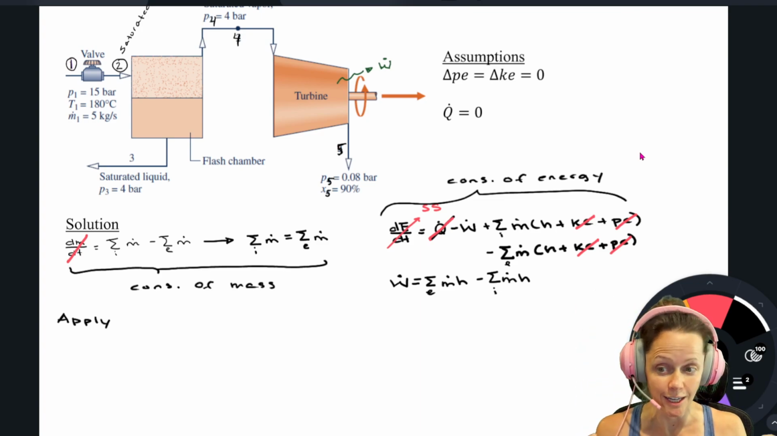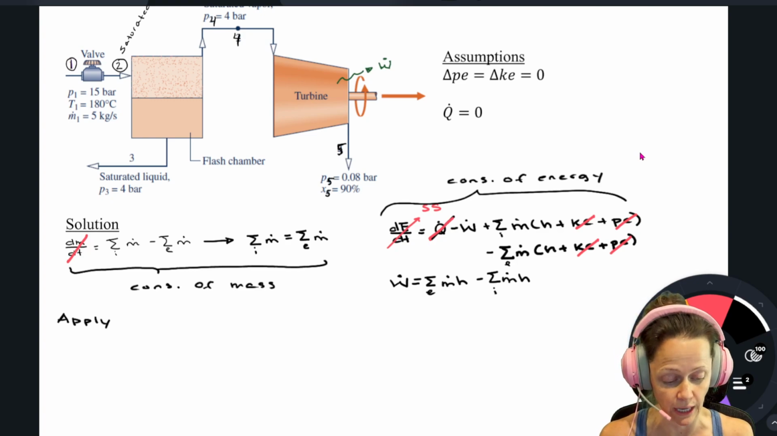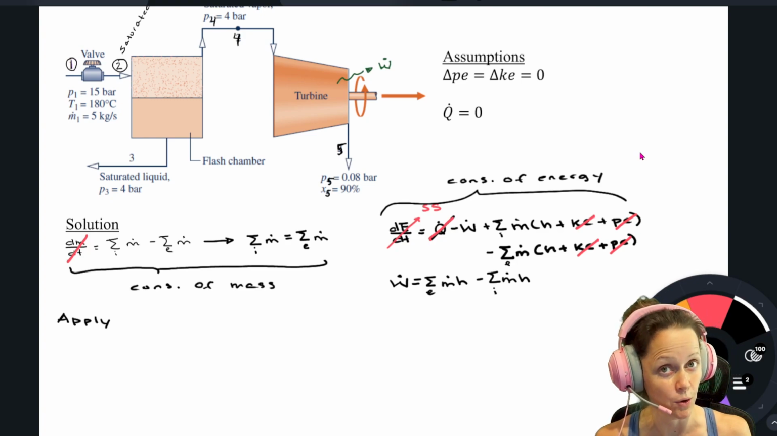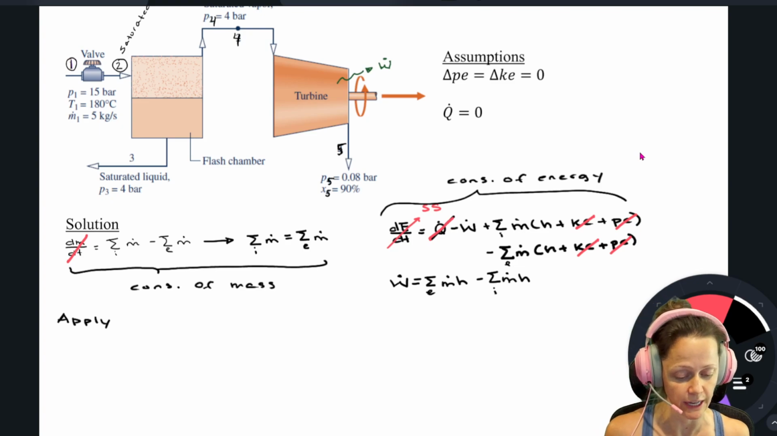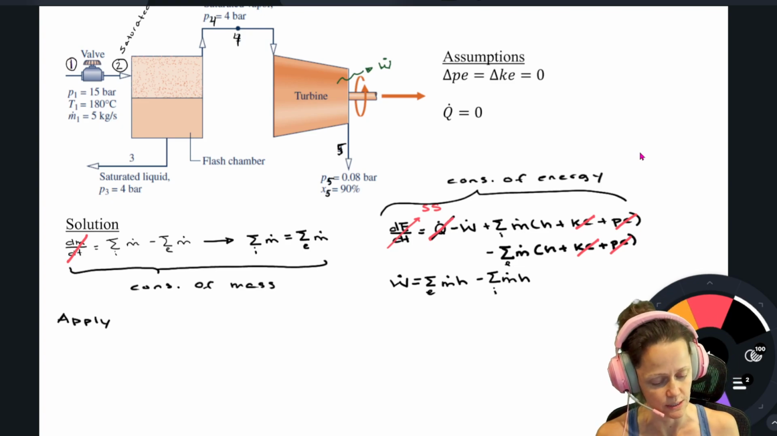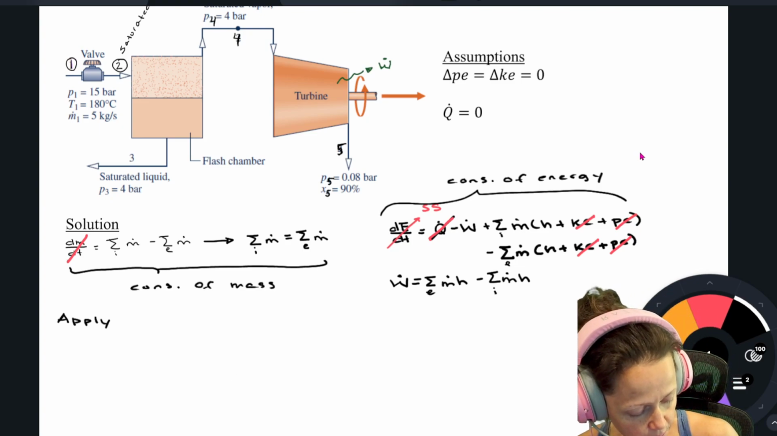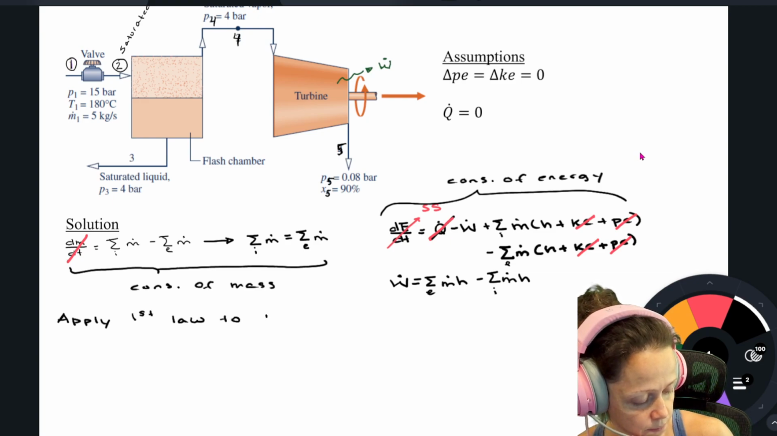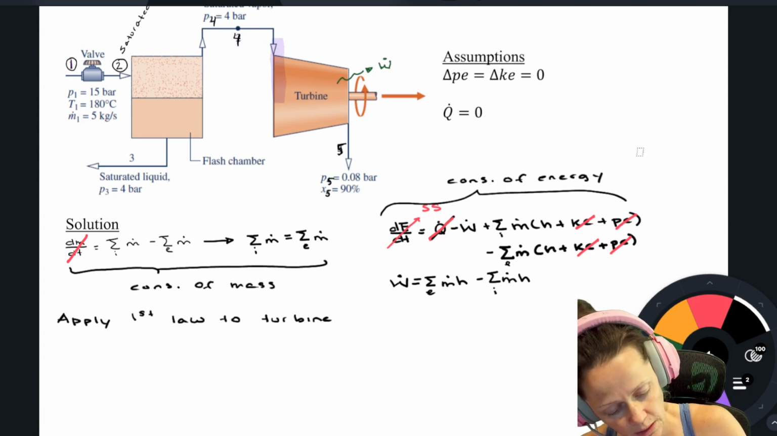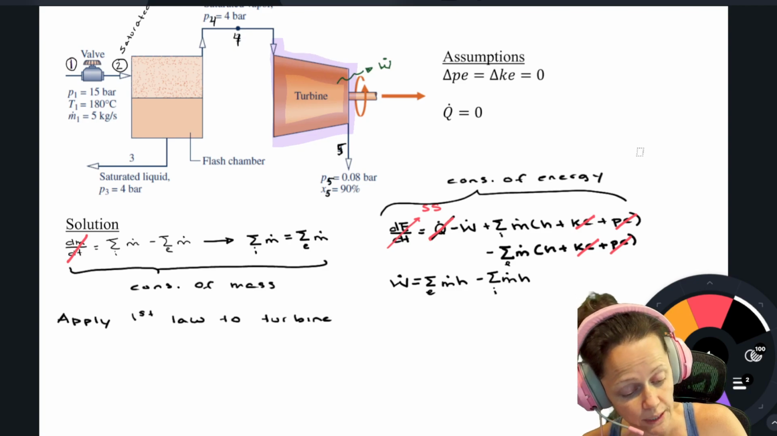As far as I can get it simplified down for whatever control volume I happen to be looking at. Again, that power could be going away if I'm looking at the flash chamber, for example, but we'll see in just a second. But if I apply my first law to my turbine, let's do that. So my turbine is right here. I have one inlet, one outlet.